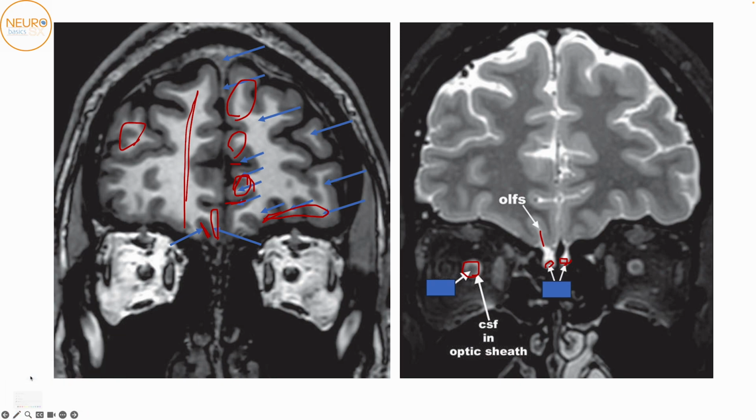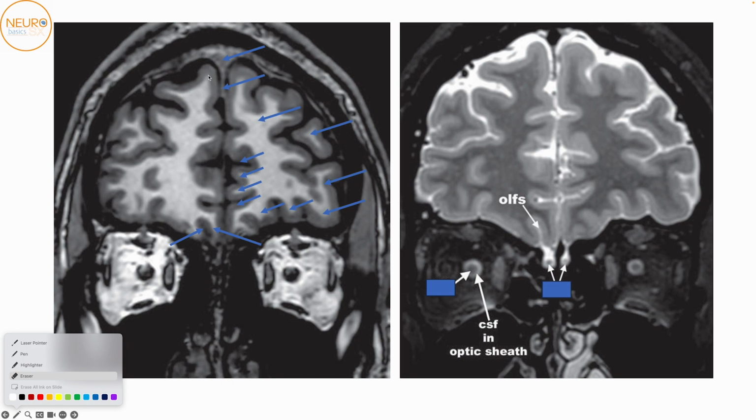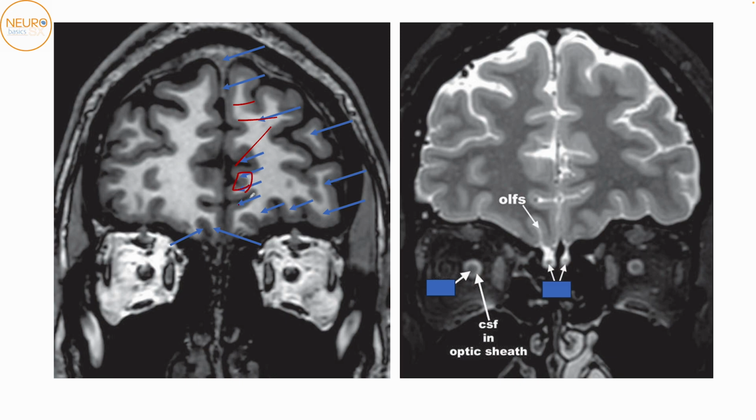Okay, so just a quick revision. This is the superior frontal gyrus over here. This is the cingulate gyrus, cingulate sulcus over here. You've got the rostral gyri over here, the rostral sulcus over here. This is the gyrus rectus, the olfactory sulcus, and then your orbital gyri.